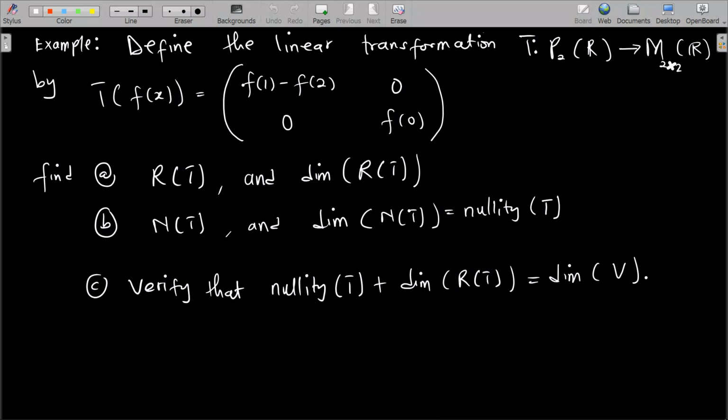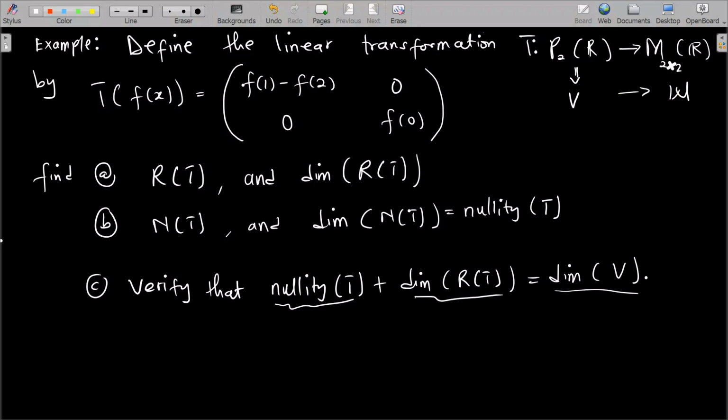Also, we'll find the dimension of the range of T and the nullity of T. The nullity of T is the dimension of the null space of T. We'll verify that the nullity of T plus the dimension of the range of T is equal to the dimension of the main vector space V. So what does this V mean? This is V, and mostly we have a transformation that takes V to W. That is what we wanted to show, right?